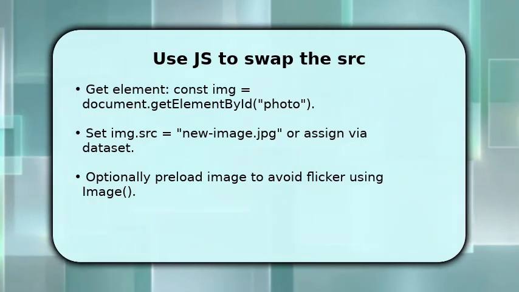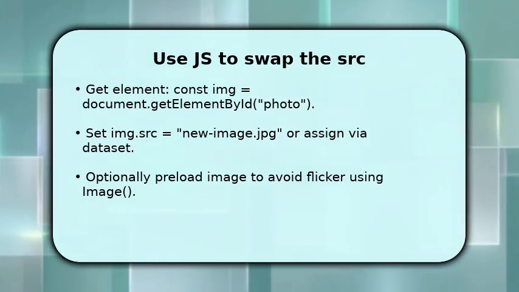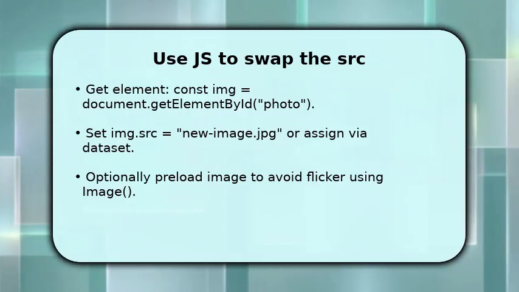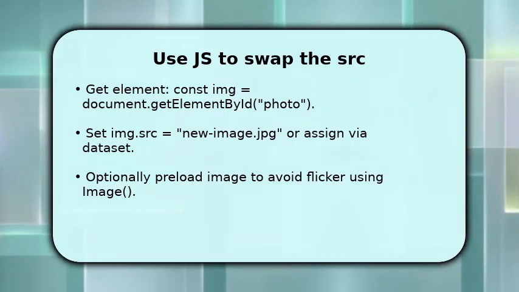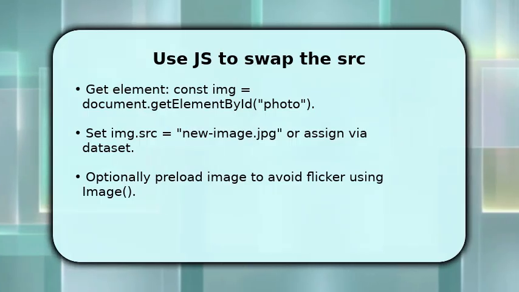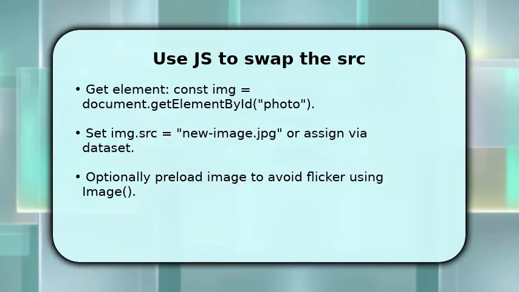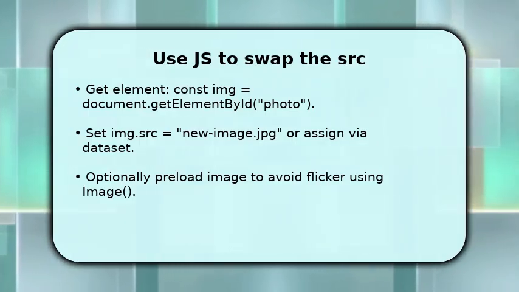Once you assign img.src, the browser begins loading. To reduce visible flicker, preload by creating const p = new Image(). p.src = new JPG, then assign when p.onload fires.